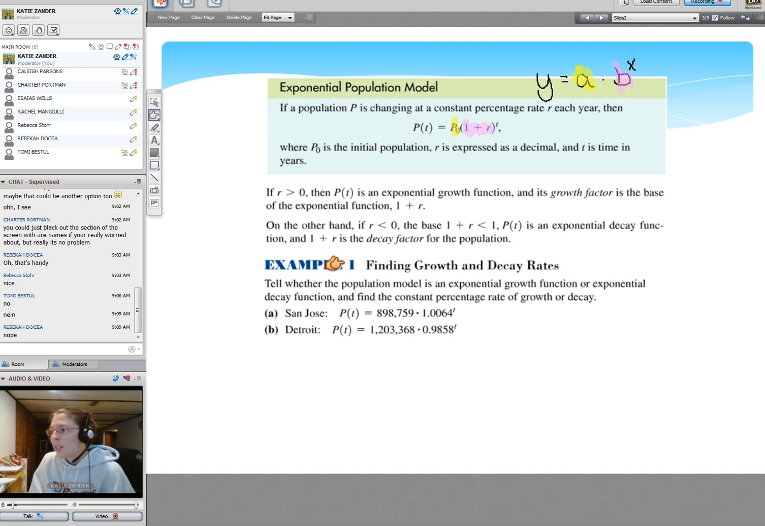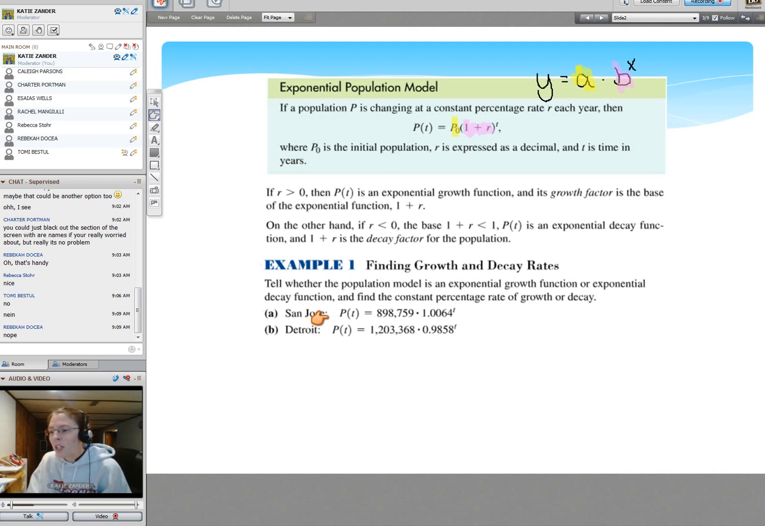Then let's go ahead and take a look at some examples here. It says, tell whether the population model is an exponential growth function or exponential decay. And once you've identified that, find the constant percentage rate of growth or decay. So basically, find the rate at which it's growing or find the rate at which it's decaying. So let's take a look at question A here.